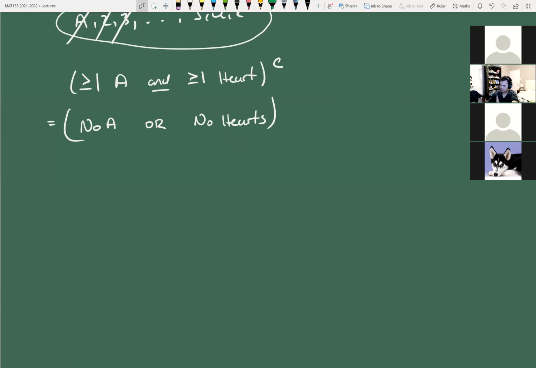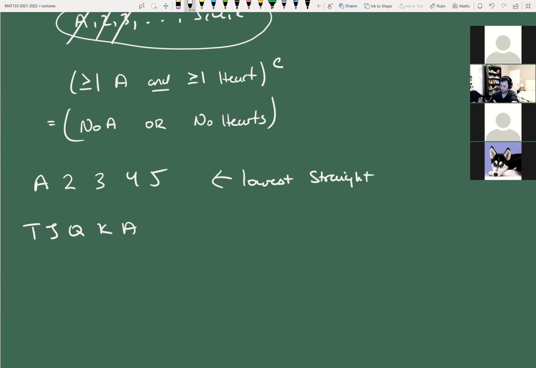So the lowest straight we could have is, and let's just worry about ranks, let's not worry about suits, an ace, 2, 3, 4, 5 straight, right? This is the lowest straight. The highest straight is the 10, jack, queen, king, ace, right? This is the highest straight.